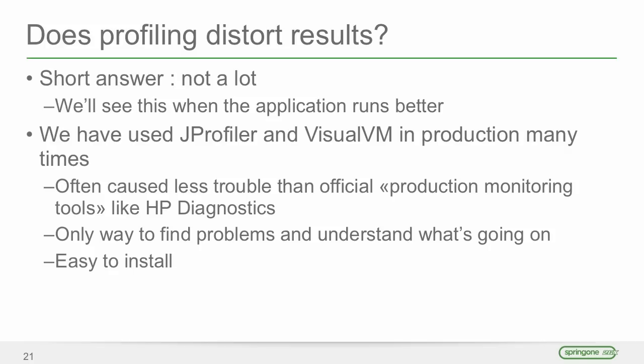I have used JProfiler and Visual VM in production lots of time. In my experience, it caused less trouble than a lot of official production monitoring tools that you have in big banks or big insurance companies. It's of course the only way to find problems and understand what's going on. So if your production guys tell you, I don't want that, it's going to crash everything, well, it's better to see what's going on and be able to correct than being completely blind and having no idea of what's going on.